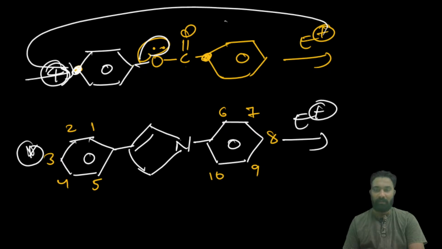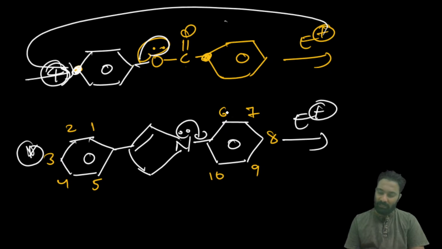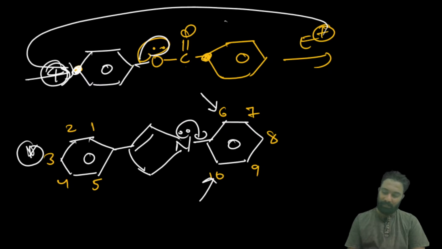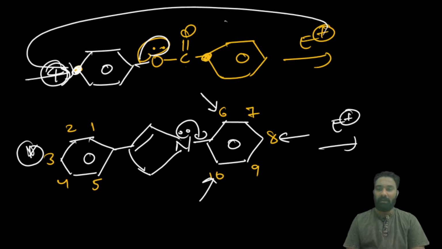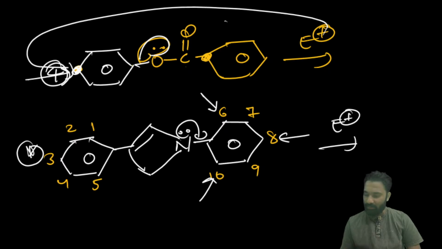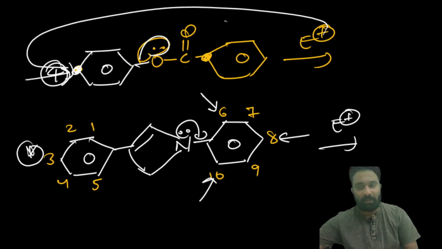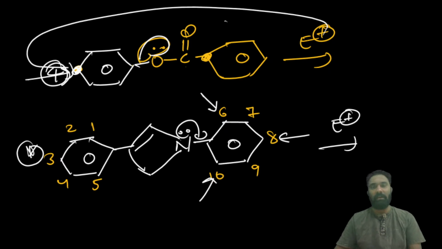8th. Why? Why is it 8th? Because the nitrogen lone pair of electrons will increase the electron density at 6th, at 10th and at 8th. Clear? Right. So the electrophile will be added to that. 8th position only. Yashwant, it is correct only. It will attack at the 8th position. Now I hope it is clear.